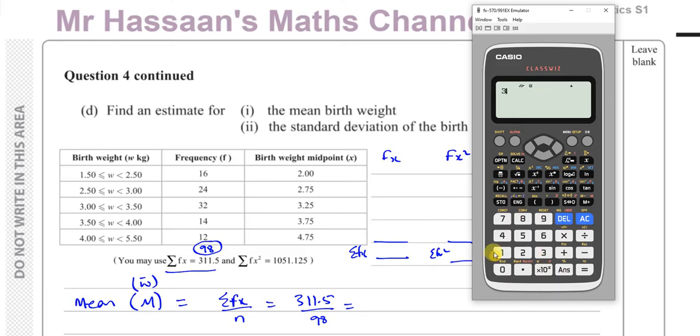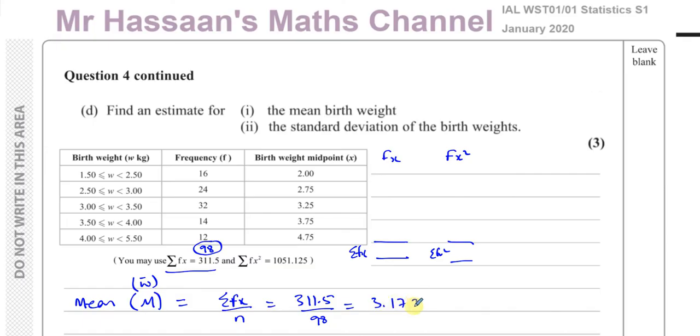So 311.5 divided by 98, that gives us 3.17857, which we'll say is 3.18 kilograms. That's the mean weight of those babies.